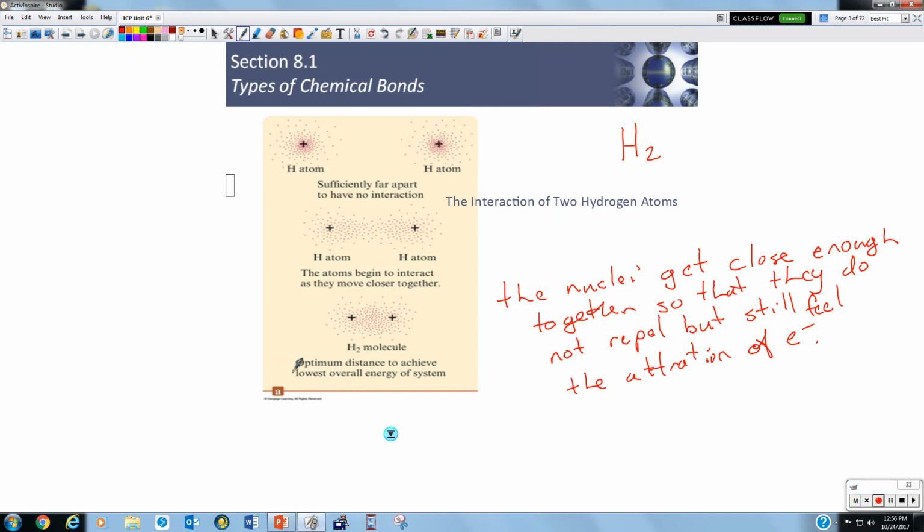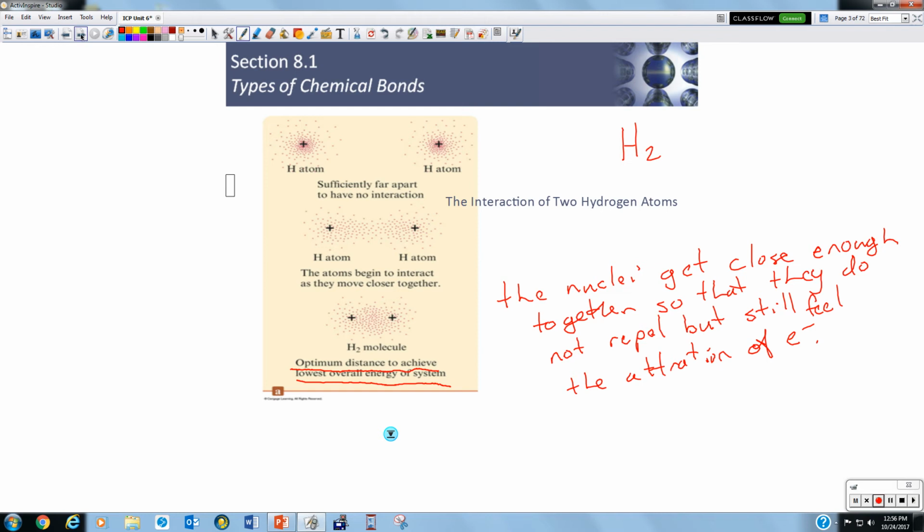So you can underline this statement or put a star next to this statement: optimum distance to achieve the lowest overall energy of the system. Remember, nothing happens for free. Everything has a cost. In this case, the cost is energy. Energy is going to be expelled when bonds are being formed.